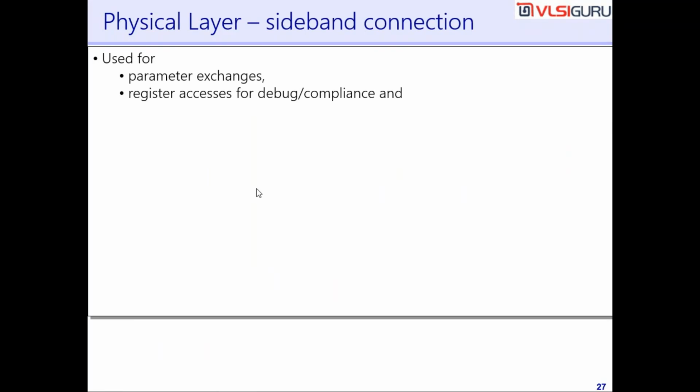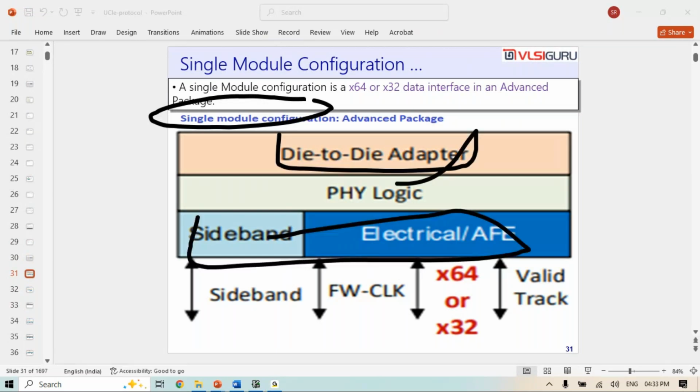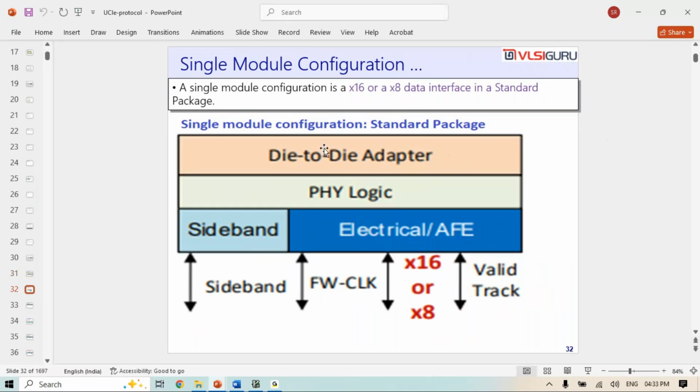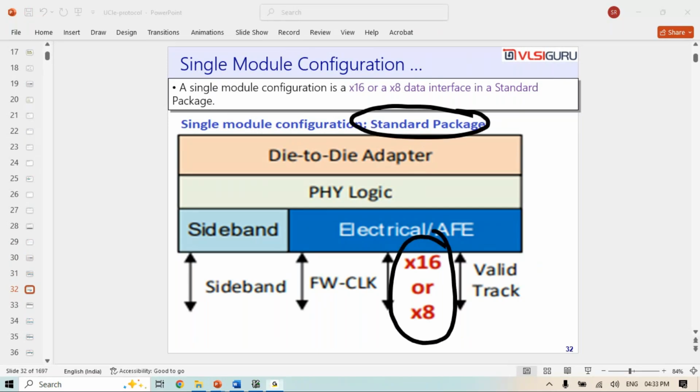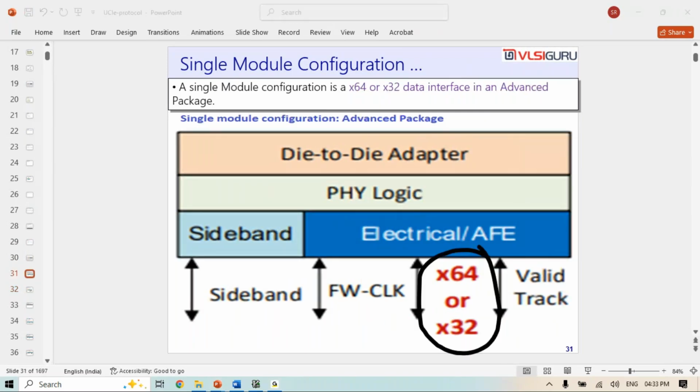I'll just show you one example. You can have a scenario where, in a different configuration, you have only one module. Here you see one die-to-die adapter, one PHY logic, and one this one. That is a single module. You can have another connection where you can have multiple modules also. This is also a single module only. The only difference is, since it is standard package, we have to use 16 lanes or 8 lanes. In case of advanced package, you have to use either x64 or x32. This is about standard package.